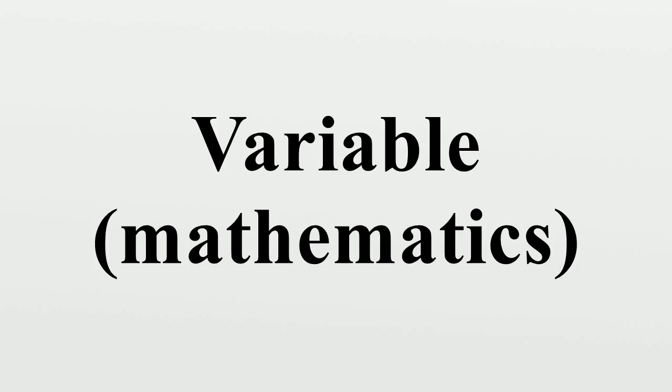Etymology. Variable comes from the Latin word variabilis, with vari, meaning various, and abilis, meaning able, meaning capable of changing.